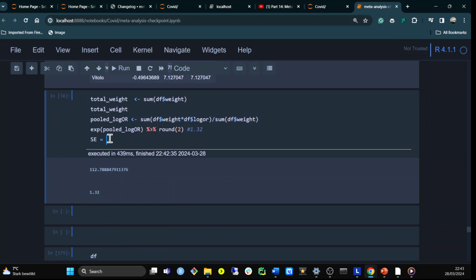Actually, let me simply assign to standard error. I don't have to assign it to the value like this. For standard error, how I calculate it is I simply take the total weight, put it in the square root, and then take the inverse, then I get the standard error. That's how I calculate the standard error.